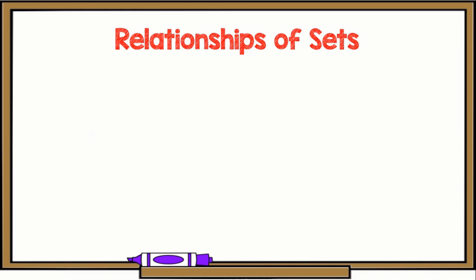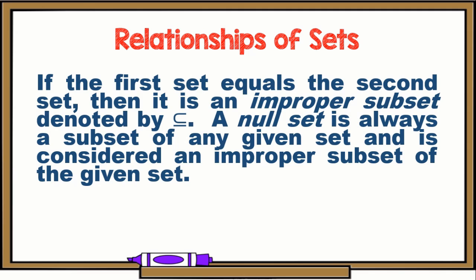Alright, now let's define improper subset. If the first set equals the second set, then it is an improper subset. And this is denoted by this symbol. Meron siyang parang equal sa baba. We always write a line below our symbols to denote that they are also equal to. So, pakitake note nun na, pakitandaan.